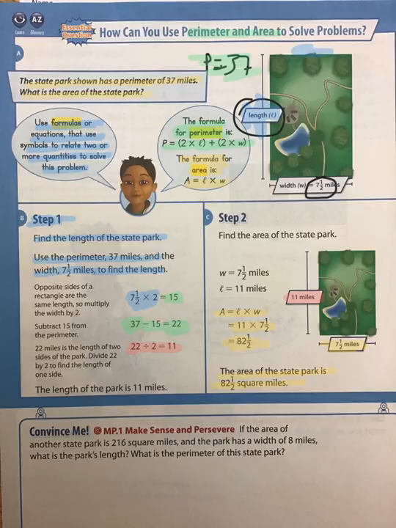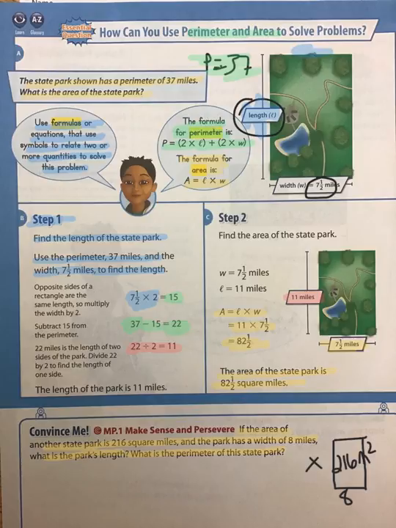Let's look at the convince me. If the area of another state park is 216 square miles, and the park has a width of 8 miles, what is the park's length and what is the perimeter of the park? Well, in this case, it's giving us the area. So if we have a park and we know that the area, or length times width, in the middle is 216 square miles, and we know that one side is 8, we need to find this side right here.